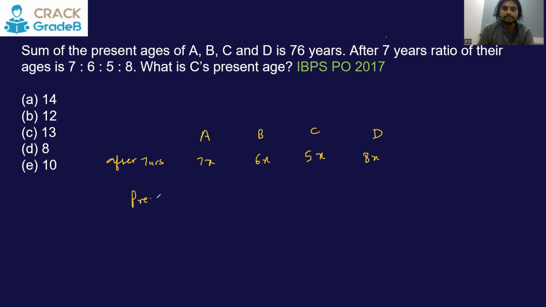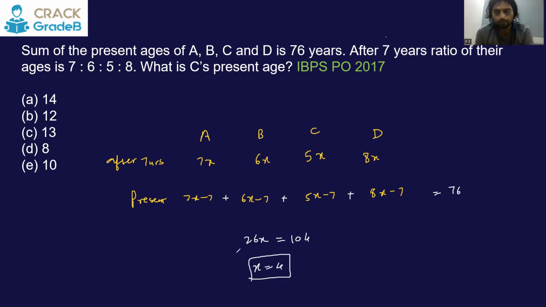So that means presently he will be 7 less than that, 7x minus 7. He will be 6x minus 7, he will be 5x minus 7, and he will be 8x minus 7 presently. The present sum, that means the addition of these 4, is said to be 76. So if you add these all, 13 and 13, 26x should be equal to 76 plus 28. That is 104. This is x. X will be equal to 4.